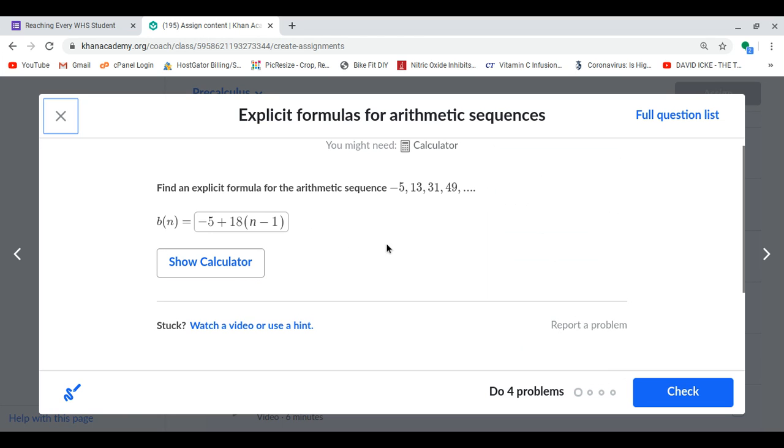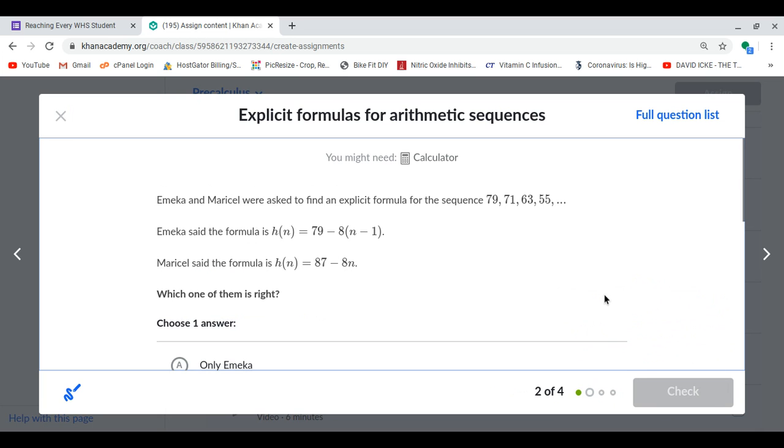So again, the key to finding the formula: take the first number, find the amount that you're adding to each number, multiply that by n minus 1, where n is the term that you're looking for. Okay? All right, let's check it. Look at that, energy points. Nice. All right. Now, in this assignment, you're going to have another type of question as well, where you compare two people's formulas. And they might write it a little bit differently and still have it work. So let's go through a couple of these.